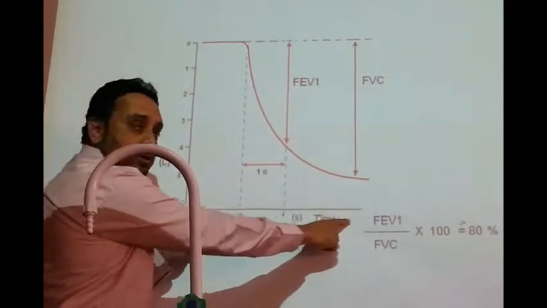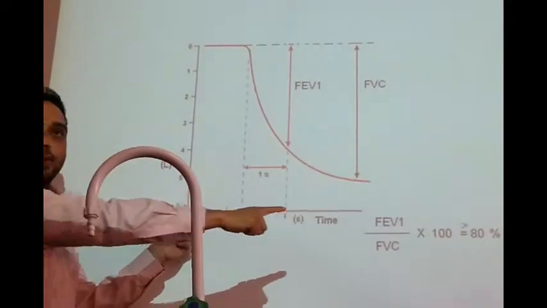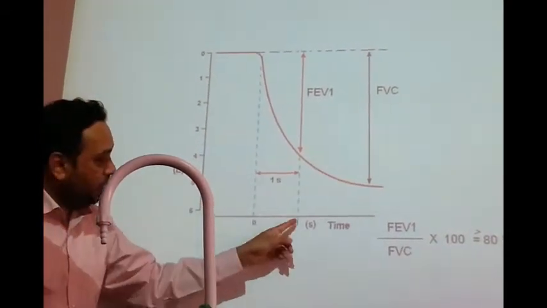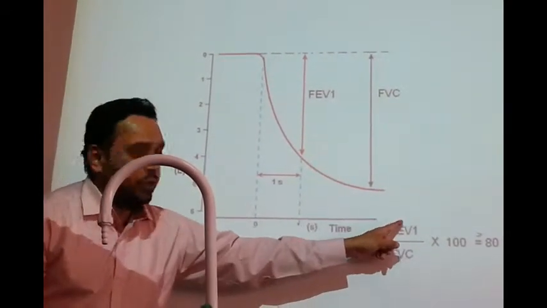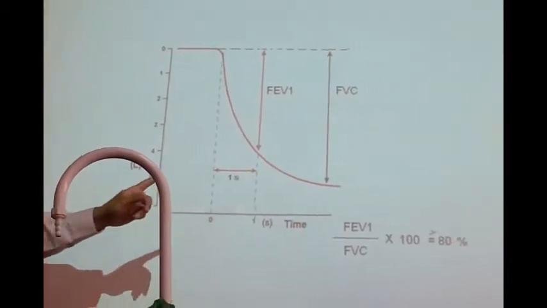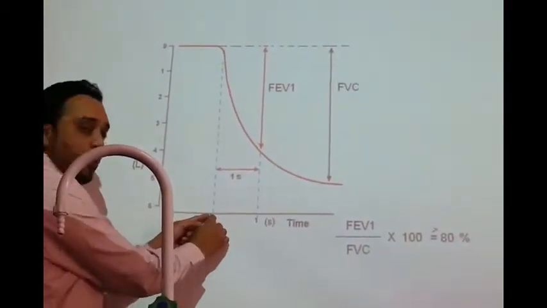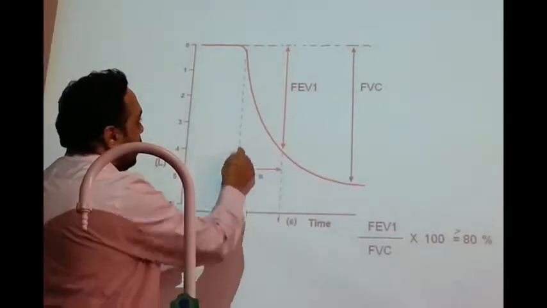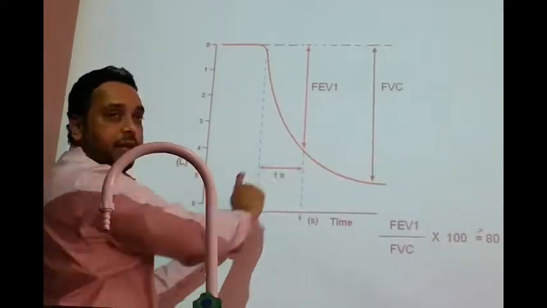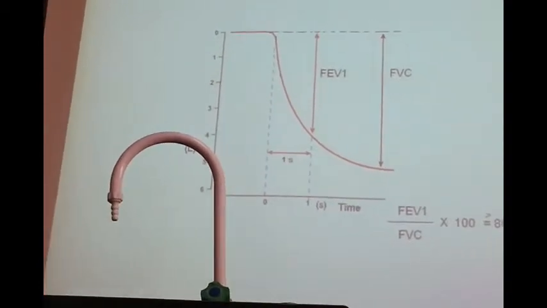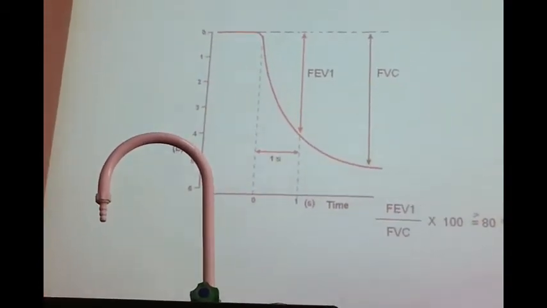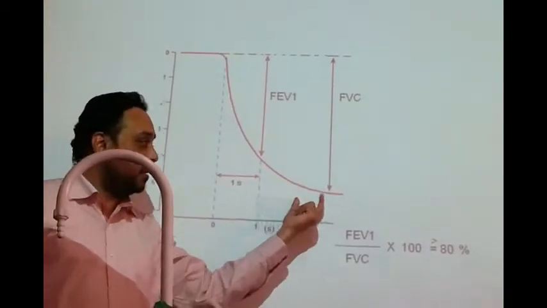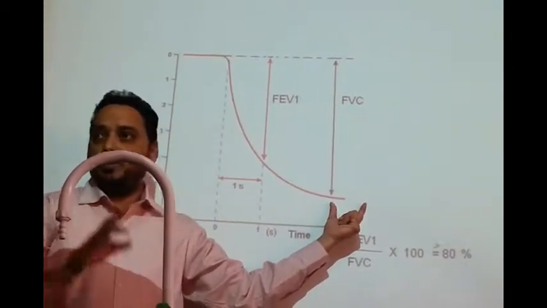If we plot volume over time, we can see that this is 1 second from here to here, 2 seconds from here to here, 3 seconds, like that, right? So if we mark the point of beginning of expiration, and 1 second, we can know the volume of air that is being expired in the first second of expiration. Similarly, in the second and in the third second of expiration.